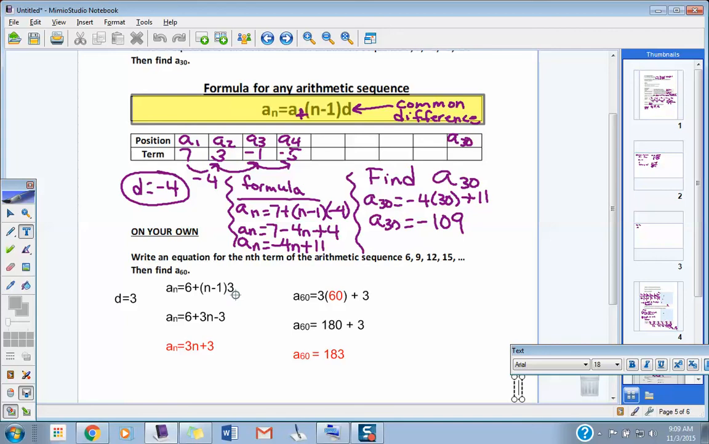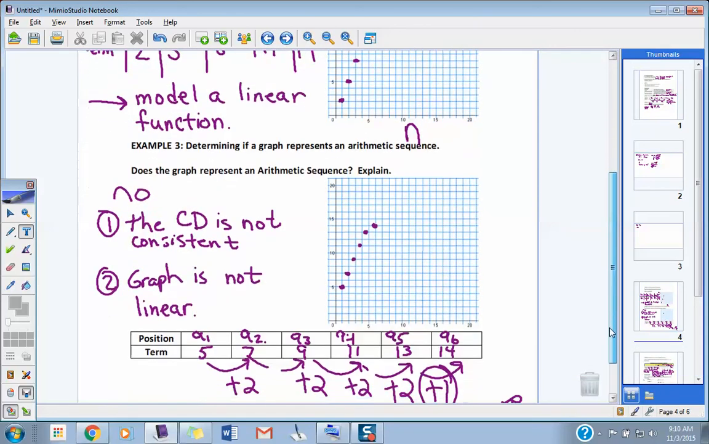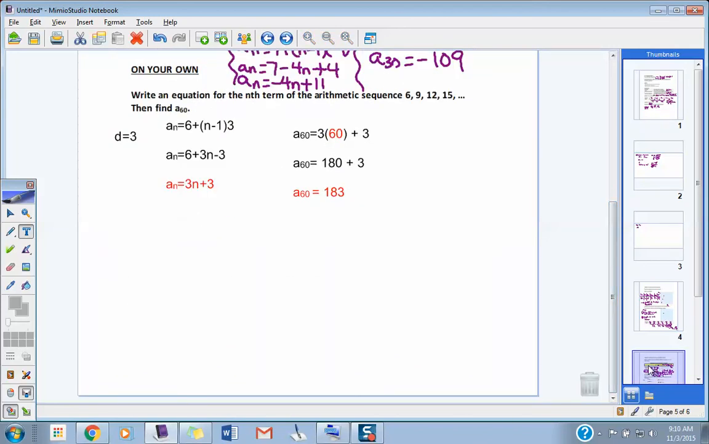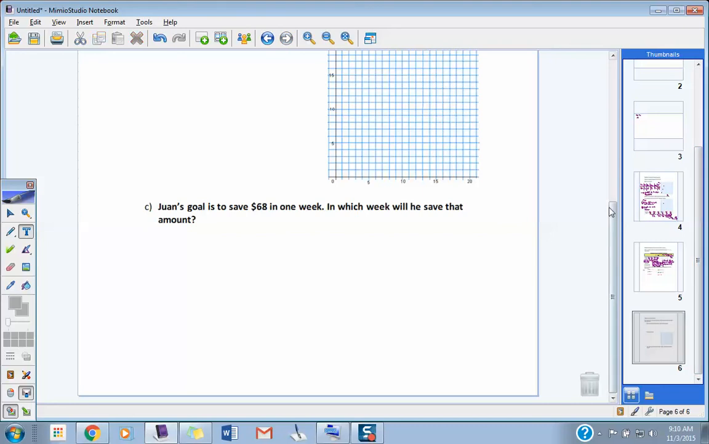A lot of formula stuff. By the way, if I graph this, what would the slope be in this problem? 3. Up 3 for every change in 1, okay? All right, very good. Anybody need more time with that? All right, last page then. I like this problem. It's a good one.